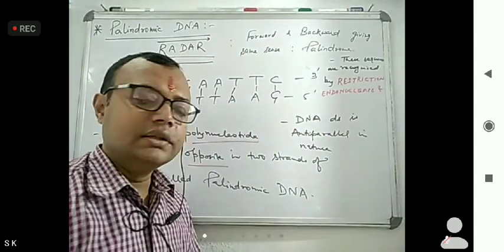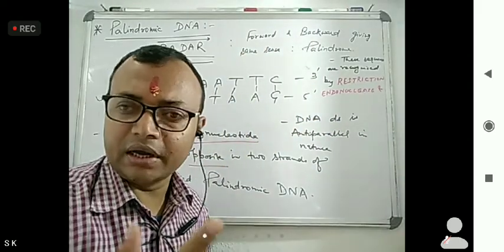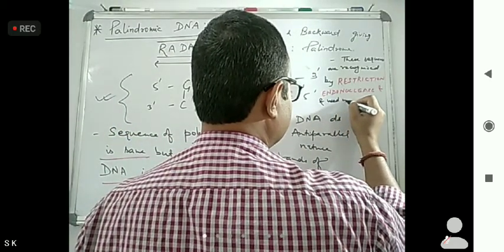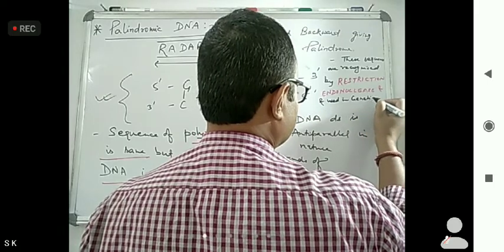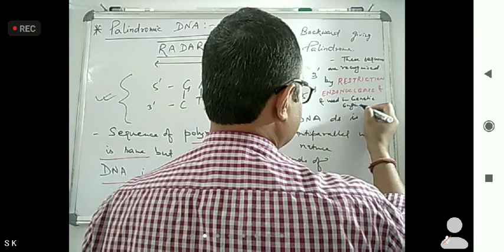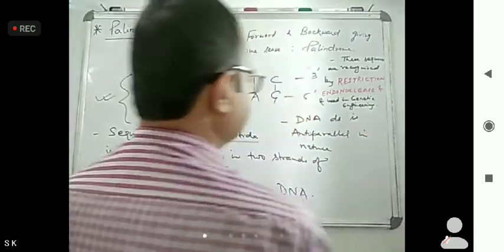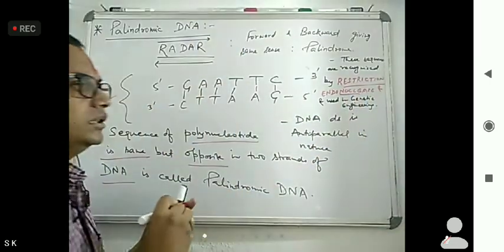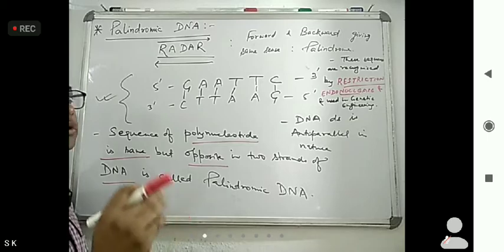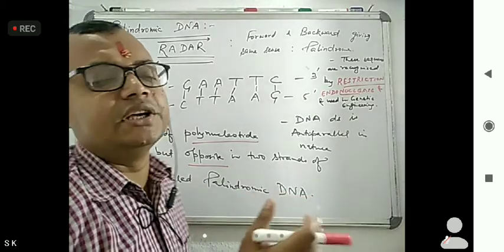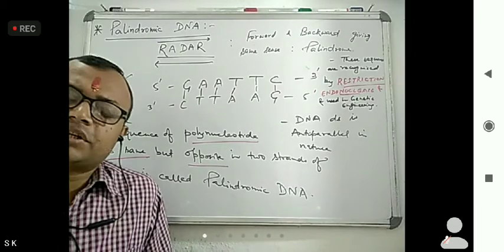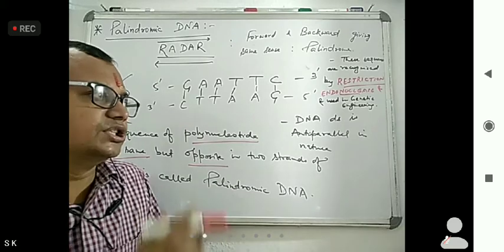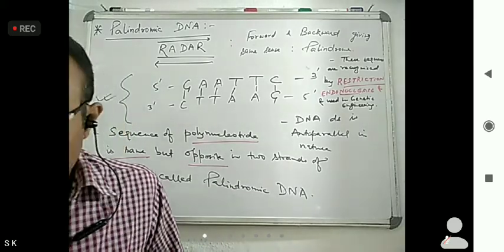And where is this palindromic DNA used? It is used in genetic engineering. Very important. This is recognized by restriction endonuclease because it is used in genetic engineering. Nowadays many products are being formed during analysis or scientific research in genetic engineering. So this is palindromic DNA.